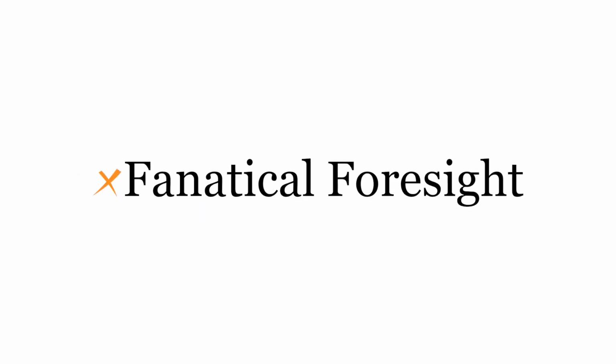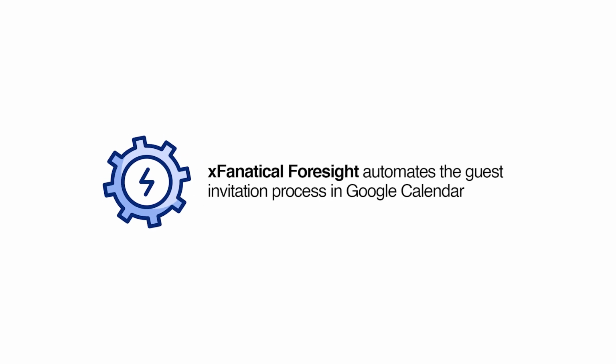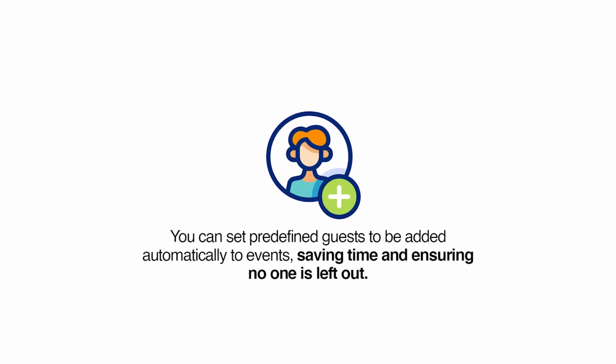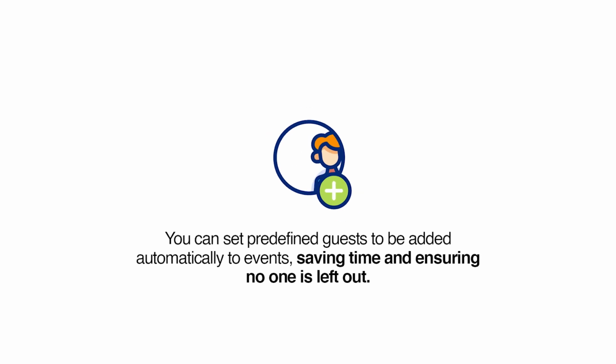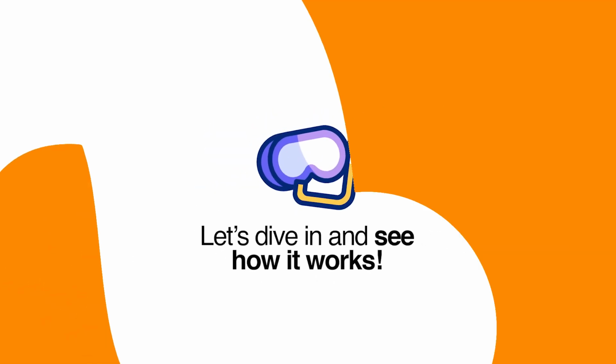Missing key participants can affect collaboration and decision-making. That's where Fanatical Foresight comes in. Fanatical Foresight automates the guest invitation process in Google Calendar. You can set predefined guests to be added automatically to events, saving time and ensuring no one is left out. Let's dive in and see how it works.